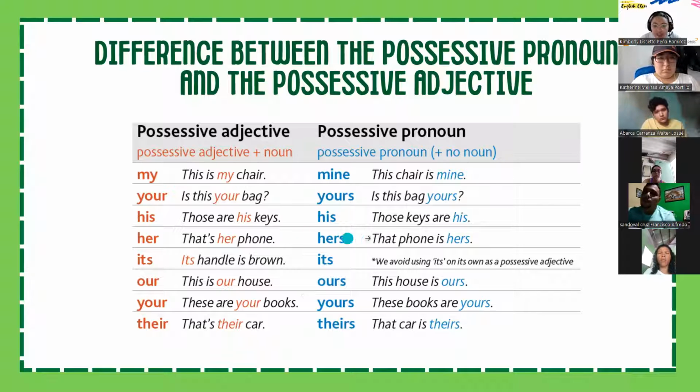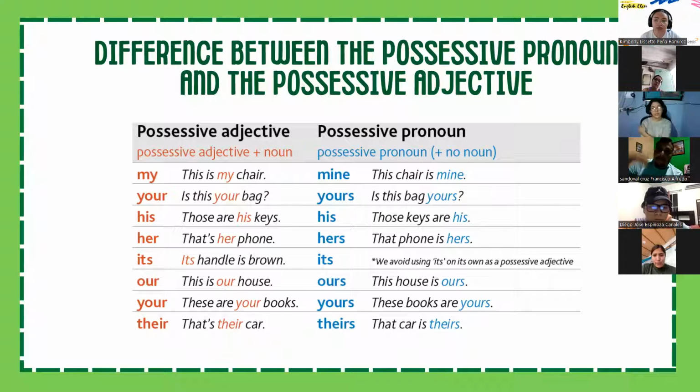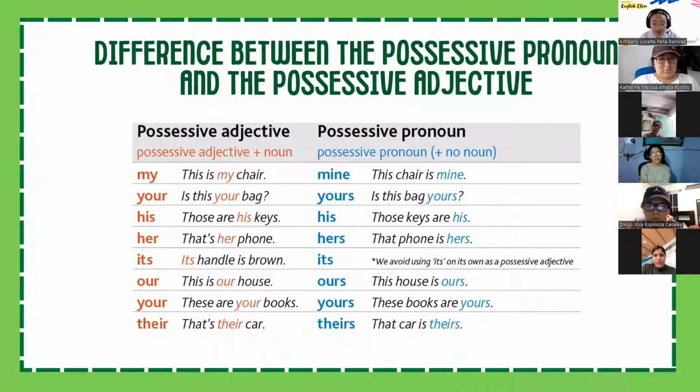Okay? And if I say that that phone is hers, what am I saying? Es de ella, exactly. This is our house. What am I saying? Esta es nuestra casa. Okay, if I say this house is ours, es nuestra, o es de nosotros, exactly, es de nosotros.